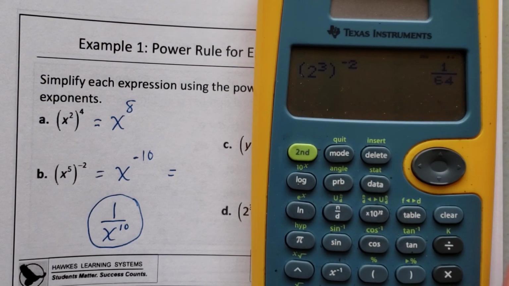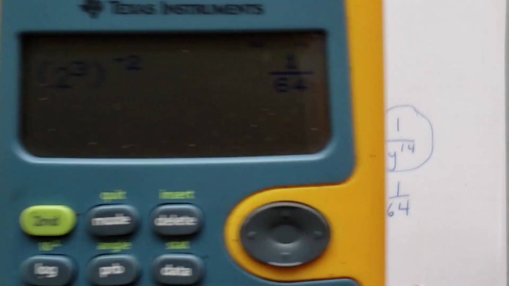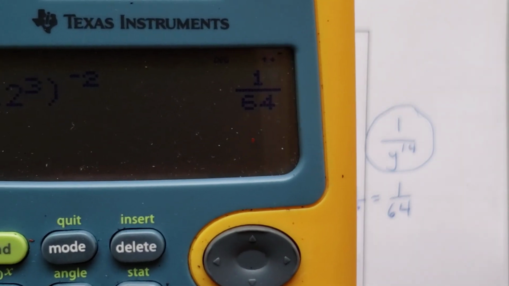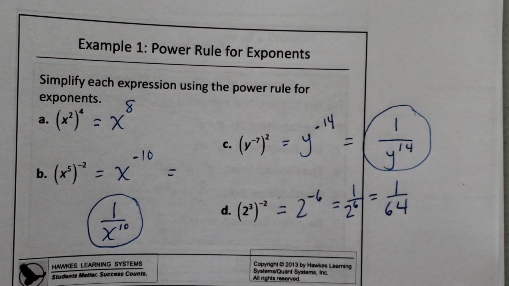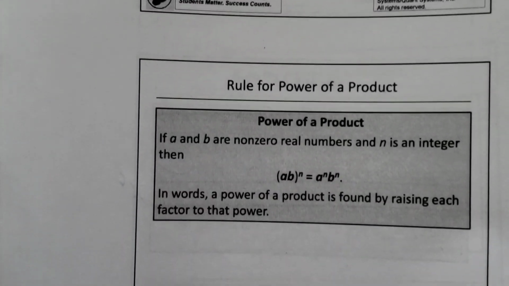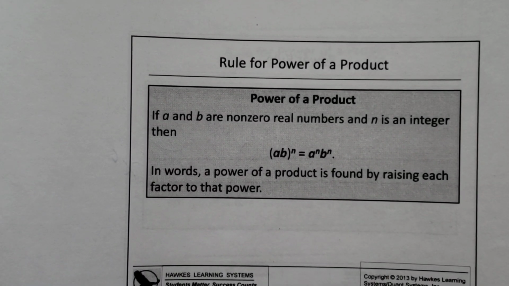And then when I hit enter, it tells me my answer is 1 over 64, which is what I got right there. So the calculator is awesome. Use it whenever you can, it'll keep things easy for you.